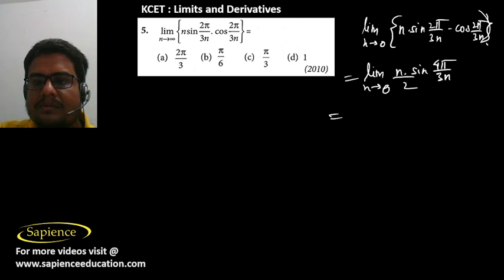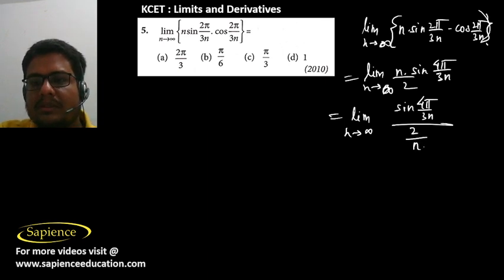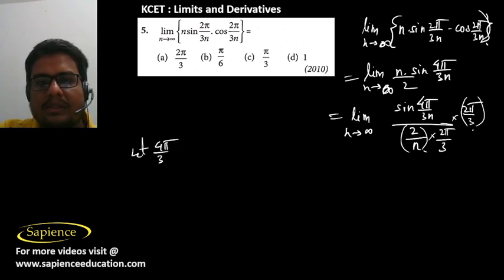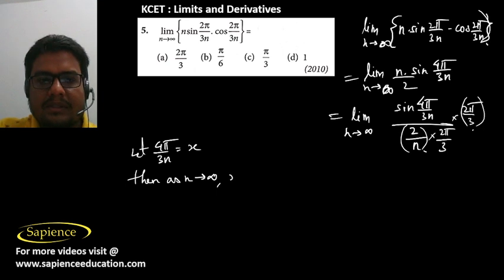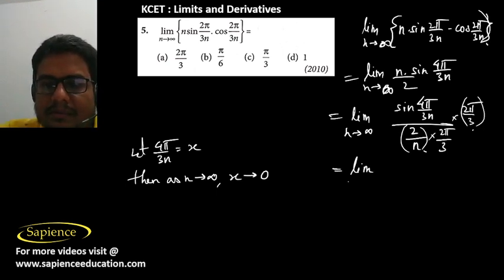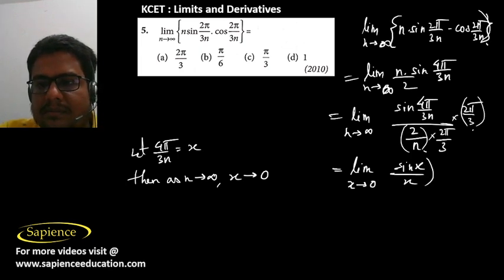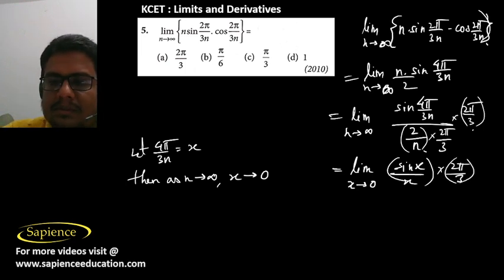Then we can write limit n tends to infinity sine 4 pi by 3n, divided by 2 by n. We can write 2 by n into 2 pi by 3, so then it will change to 4 pi by 3n into 2 pi by 3. Let us take 4 pi by 3n as some x. As n tends to infinity, x will tend to 0. This will be limit x tends to 0 sine x by x into 2 pi by 3. So this will be 2 pi by 3. So option A is the correct answer.